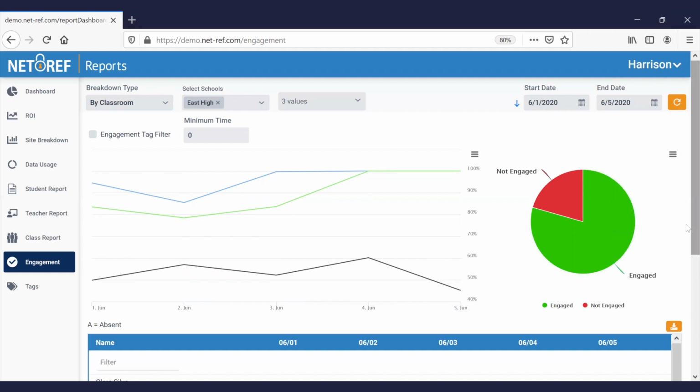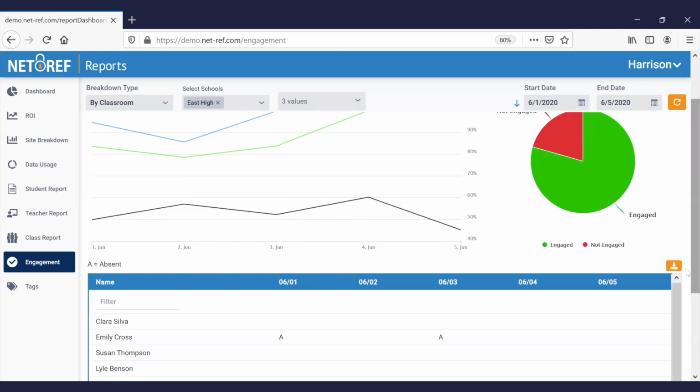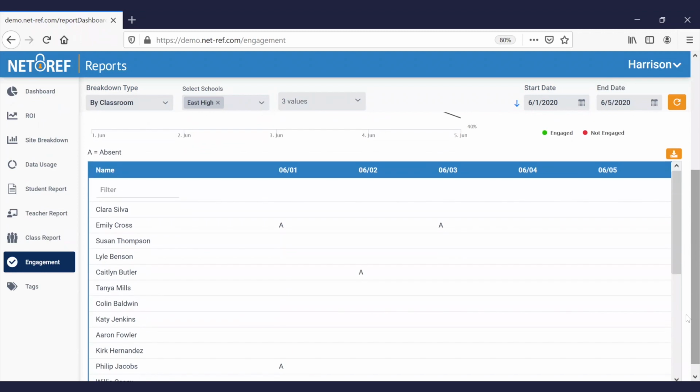On the right-hand side in this pie chart, we're aggregating all the students in these three classes for the first week of June. The engagement level of all these students combined was 80%. If I scroll down, I'll see a breakdown by student in each of these three classes. It looks like Emily was absent on June 1st and June 3rd, and Caitlin was absent on June 2nd.